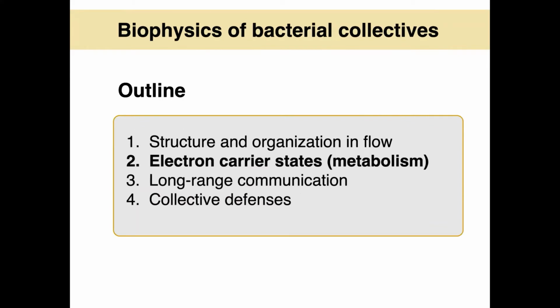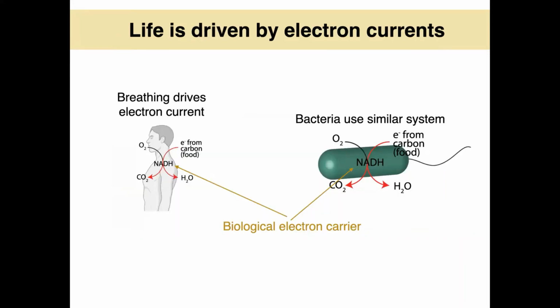So next, I wanted to tell you about a technology that we've developed to study electron states in bacteria. This has been really compelling to me because I have a physics background, and when I learned about how life works, we always learned it as ATP utilization. ATP is the energy currency of the cell. What I was struck by is that there's this whole other way of understanding how life is provided with energy, and that's as an electron flow. The reason we breathe in oxygen is because we need to put electrons on it so that the electrons can go somewhere else.